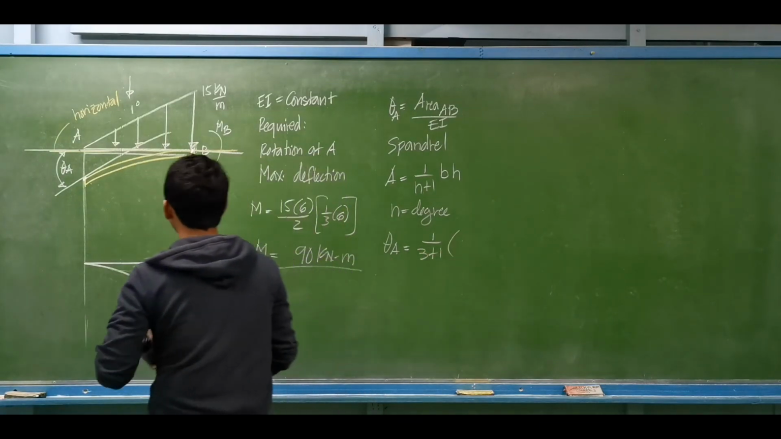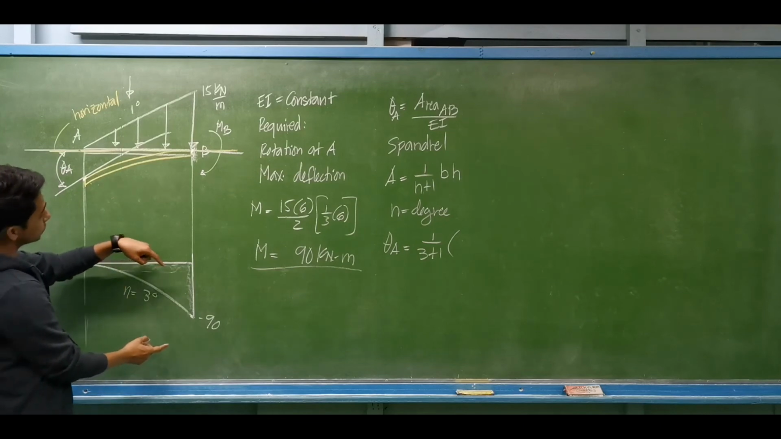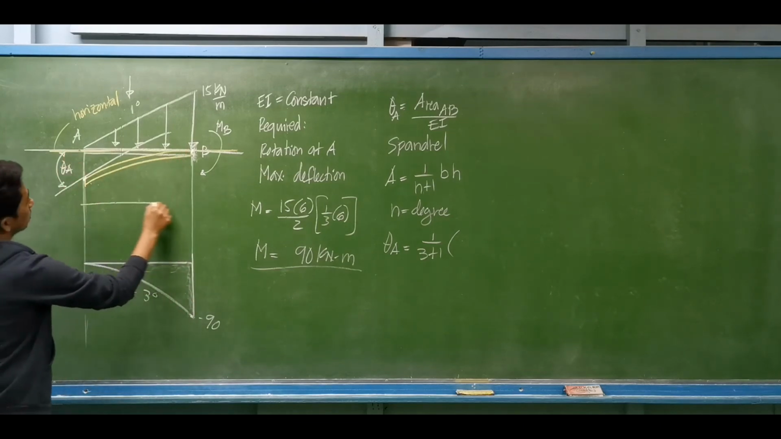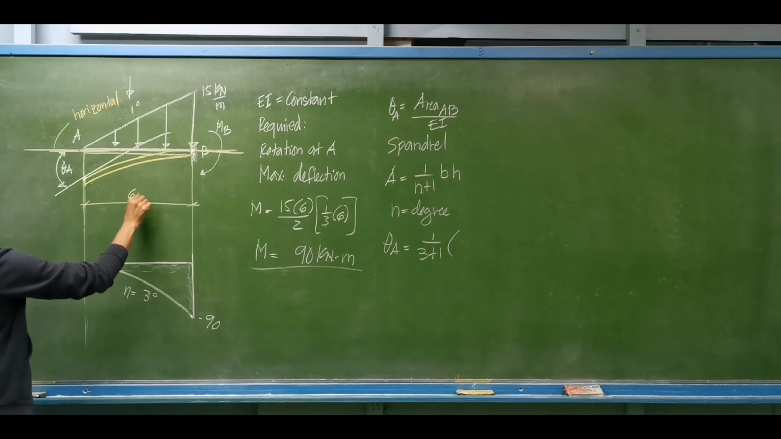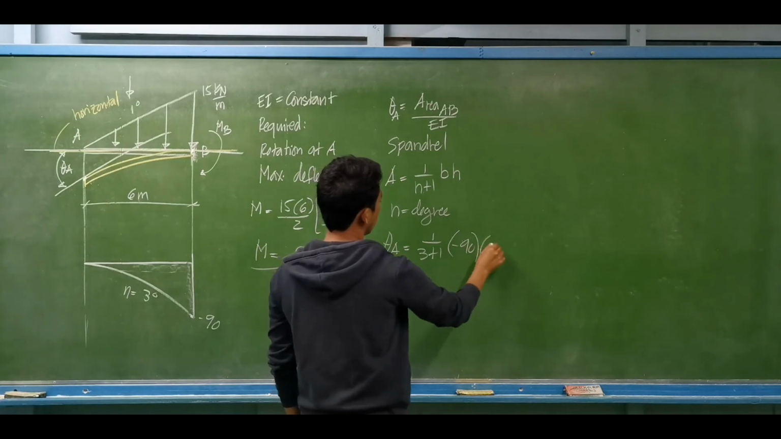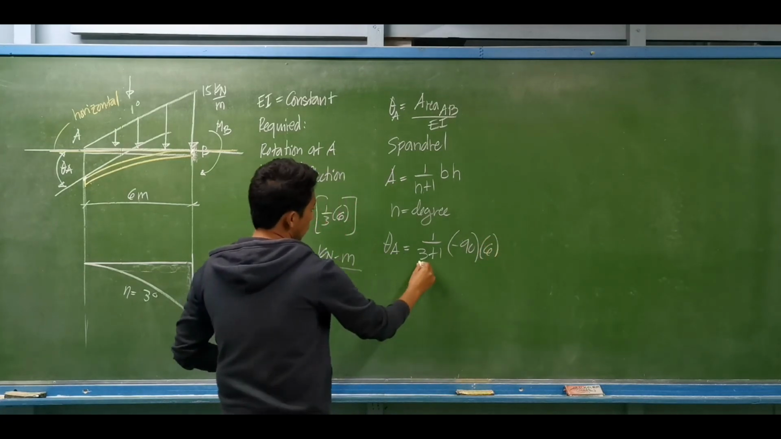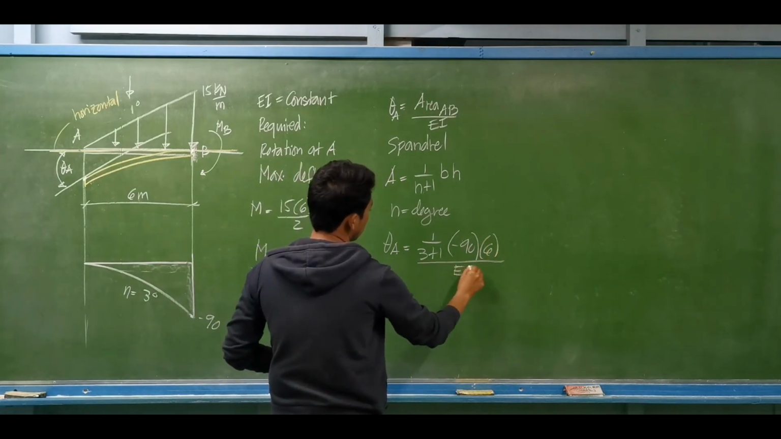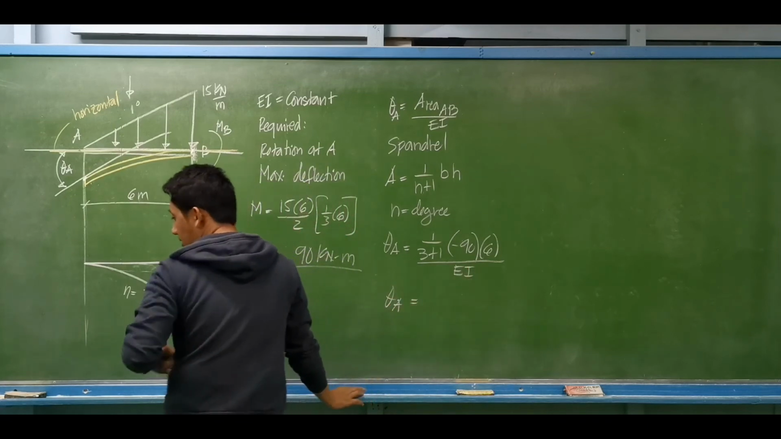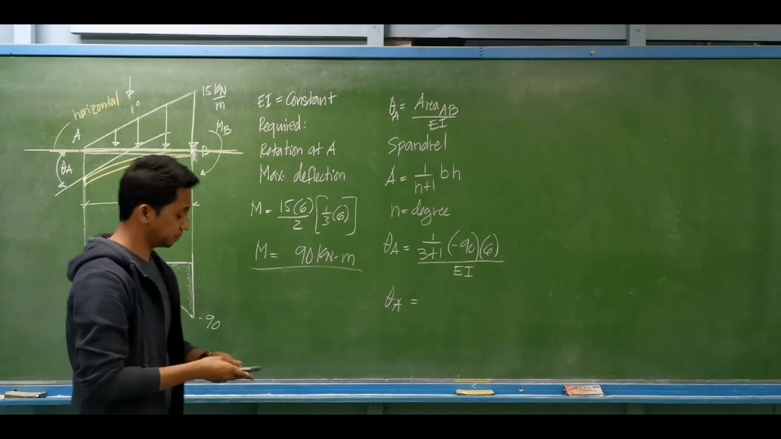What is the base? We can choose. Either the base is 90, then this is 6 meters. So we'll have this equal to negative 90 multiplied by 6 meters, all over EI. So we'll have the rotation about A. You will notice we'll be having a negative value.